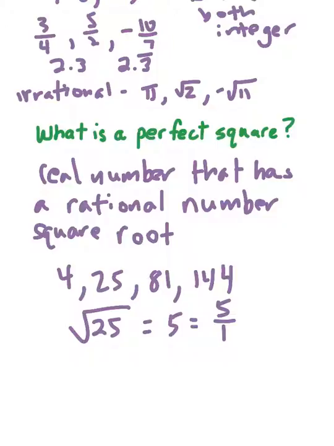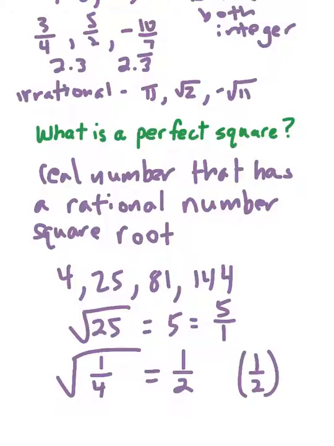Now you also have other perfect squares that are less obvious, like the square root of 1/4 is equal to 1/2, because 1/2 times itself, 1/2 squared, equals 1/4, thus making it the square root. So let's add to our list that 1/4 is a perfect square.